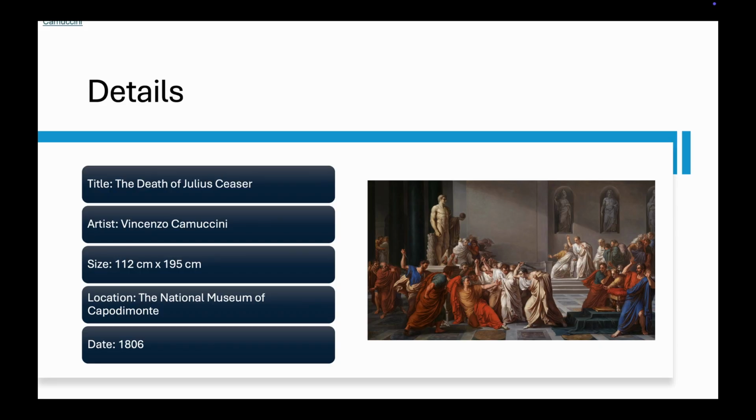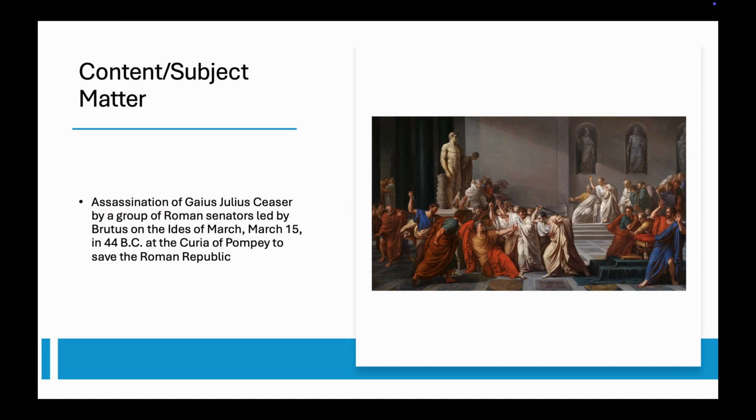Alright, so the title of the painting is The Death of Julius Caesar. The artist is Vincenzo Camuccini, and he was an Italian neoclassical painter. The size of the painting is 112 centimeters by 195 centimeters. The location of the painting is the National Museum of Catamonte, and the painting was made in 1806.